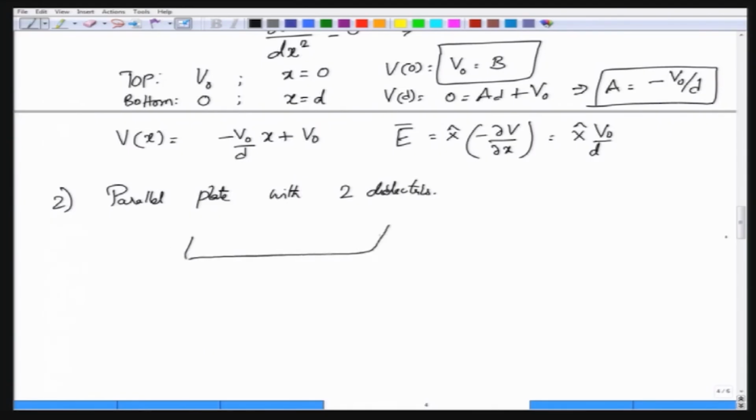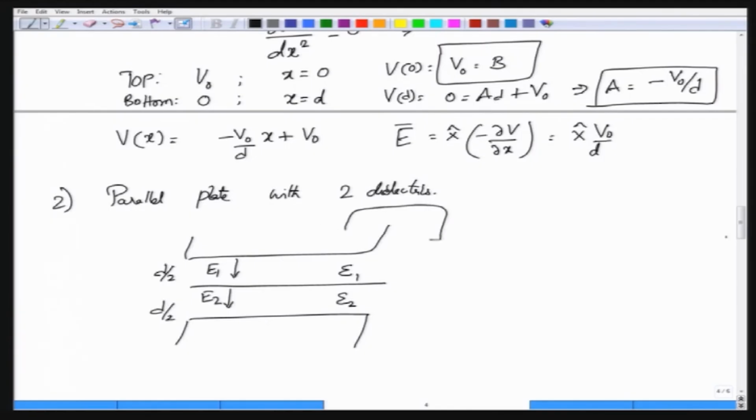So, I have the top plate here, I have the bottom plate here. For some distance d by 2, okay, I fill this with material of permittivity epsilon 1, and for the distance d by 2 I fill this with permittivity epsilon 2. Okay. Clearly, there will be an electric field which is still uniform, because the plates are extending to infinity in both directions, and there will be two fields E1 and E2. The top plate is kept at V0, okay, and the bottom plate is kept at 0, or grounded.